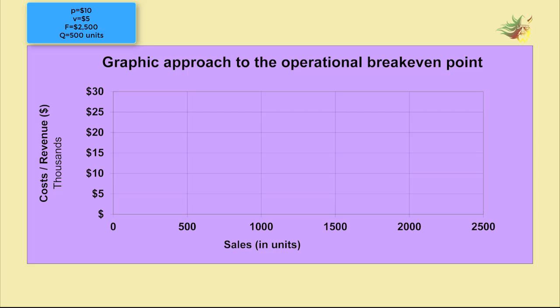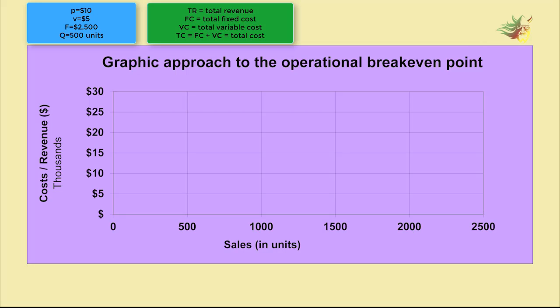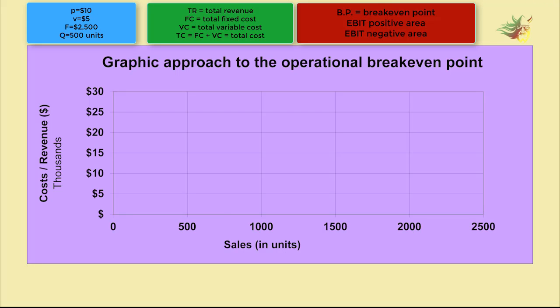In this graph, I draw 4 straight lines: total revenue, total fixed cost, total variable cost, and total cost. Each straight line will be drawn using 2 points plotted over the coordinate system. Next, the break-even point and the areas corresponding to positive and negative EBIT will be highlighted. All this information is crucial to perfectly characterize this graphic approach.